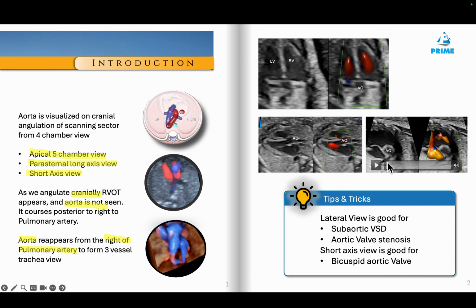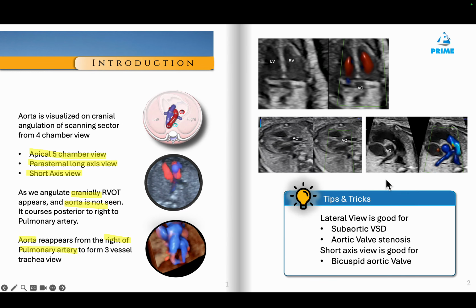You can do a short axis view like here. That's the short axis view of the aorta, and this is the typical circle and saucer appearance of normally related great arteries. In case there is a VSD, then you can see a VSD. Let me tell you how the VSD can be seen in this position. Let me scroll it up and down in here, right?